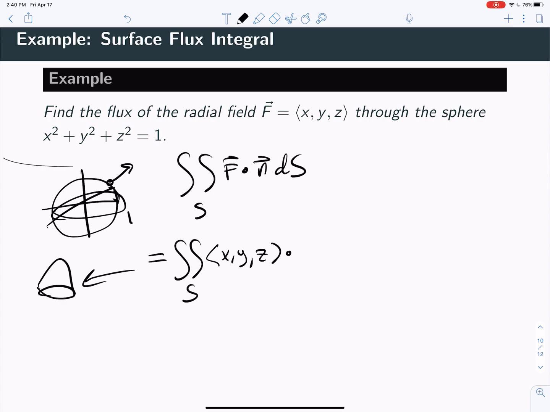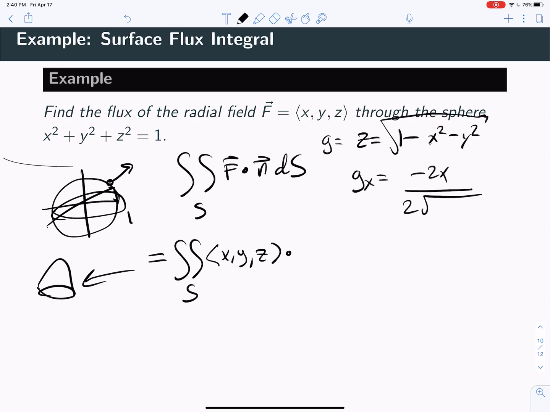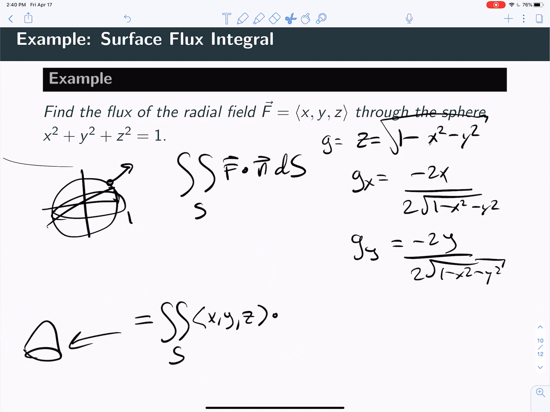Okay, so for the top of the sphere, the function is z equals the square root of 1 minus x squared minus y squared. That's our g function. So our g_x is going to be negative 2x over 2 root 1 minus x squared minus y squared. And our g_y is going to be negative 2y over 2 root 1 minus x squared minus y squared. That's just taking the derivatives. And so, let me just slide this down a little bit.